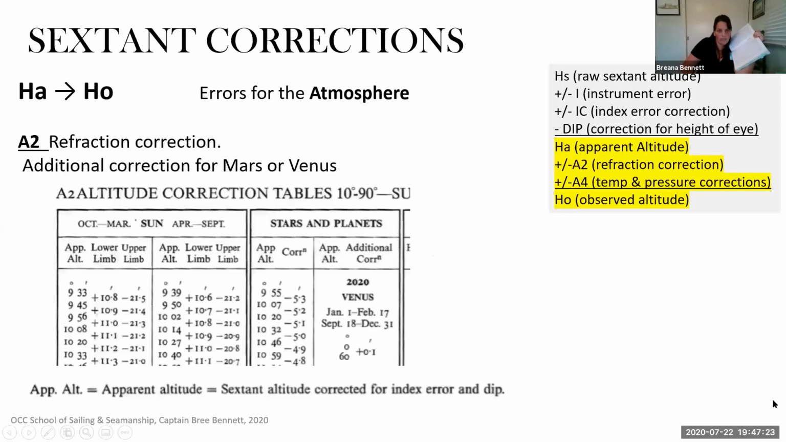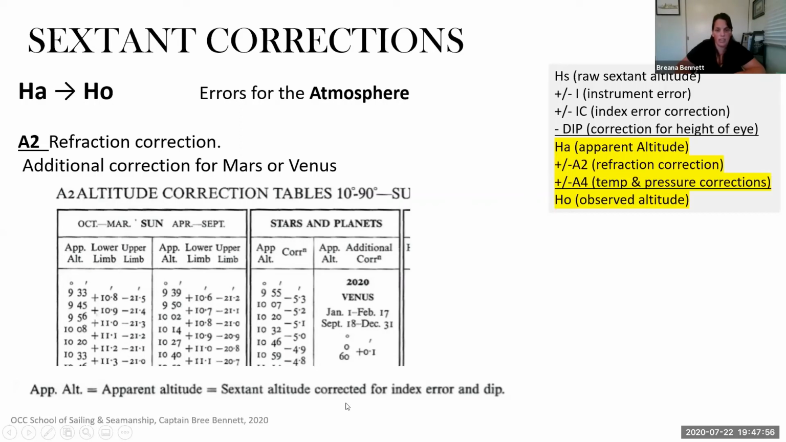Okay, so A2, we go in with our apparent altitude. And did you observe the lower limb or the upper limb of the sun? Maybe the lower limb is covered by clouds and we had to get the upper limb. Typically we'll get the lower limb because it's easier to see, but maybe for some reason you couldn't and you got the upper limb.